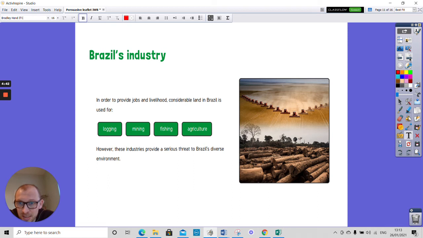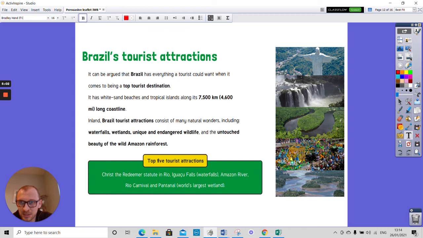So industry, these are sort of the main jobs that Brazil are famous for. So logging, which causes obviously an issue with deforestation, which we'll be going into. Mining, fishing, and agriculture. All of these industries are sort of forming a threat to Brazil's diverse environment, but we'll be looking at that in later lessons.